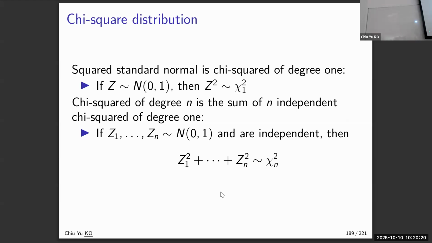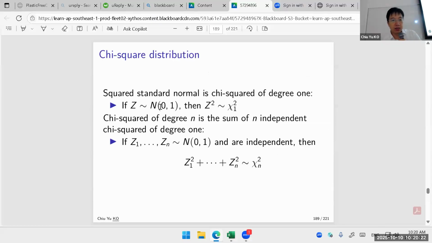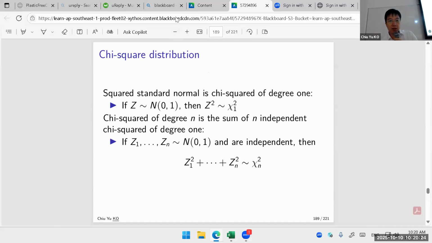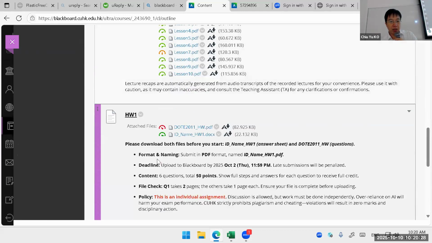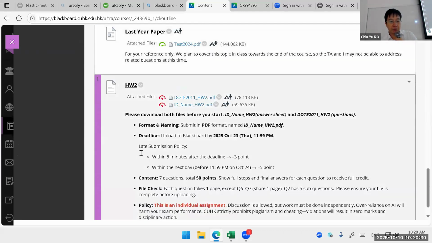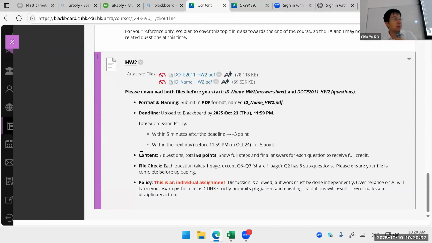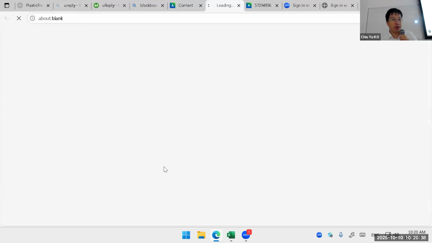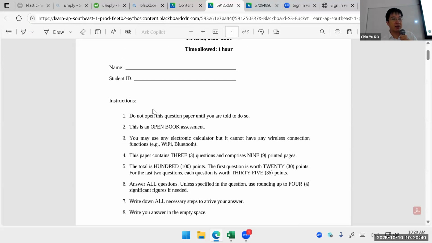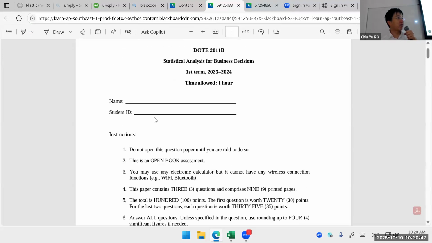Just to remind you, before the break, the assignment is already put in there, if you notice. And some of you asked me about the test last class. It's already there as well. It's last year's exam question, not the midterm exam.